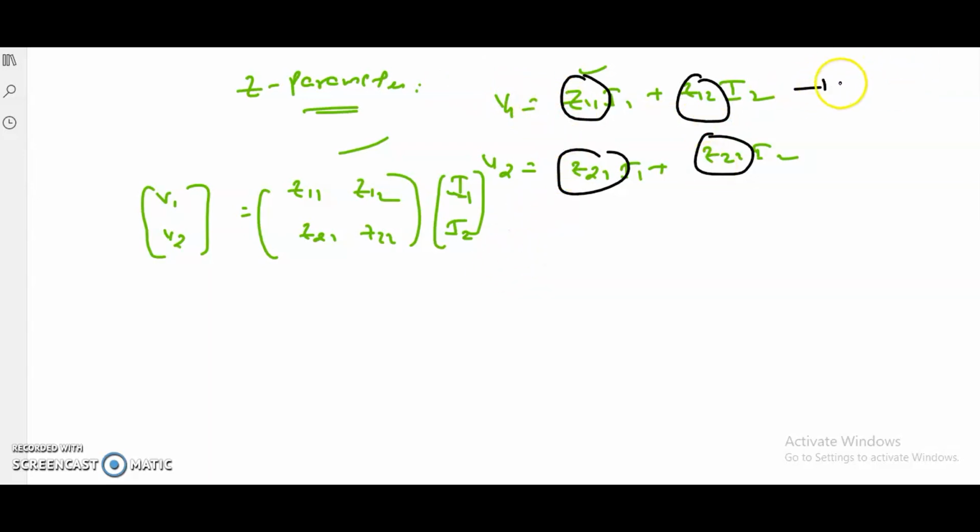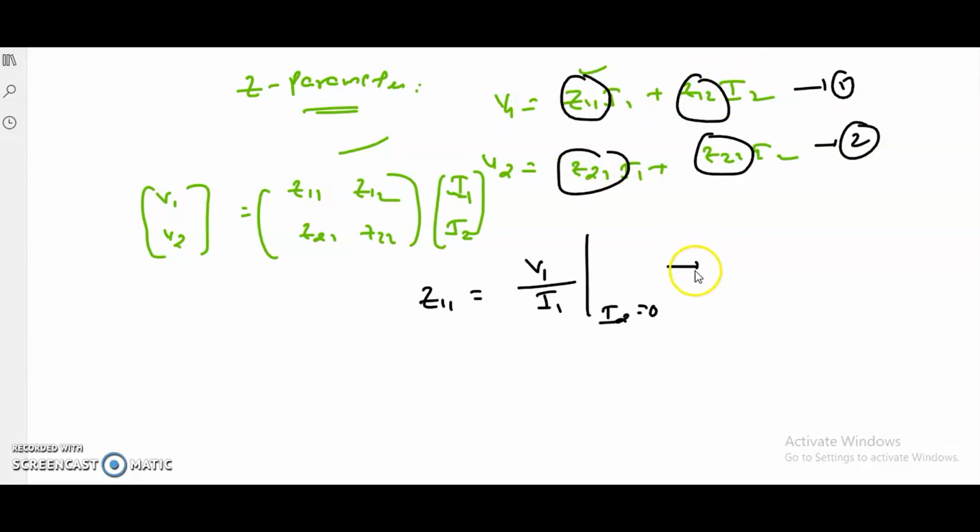So let's take it as the first equation and it is the second equation. From the first equation, if you want to get the Z11, then Z11 is equal to V1 by I1 if I2 is equal to 0. That means if you make I2 as 0, then this entire thing becomes equal to 0. Then Z11 is equal to V1 by I1. So I2 is equal to 0 means I am making the output current as 0, and that is called the input impedance. Why are we calling it input impedance? Because it is input voltage divided by input current.